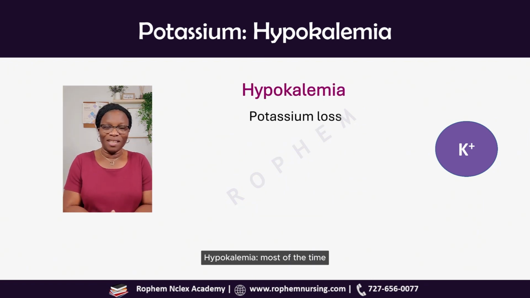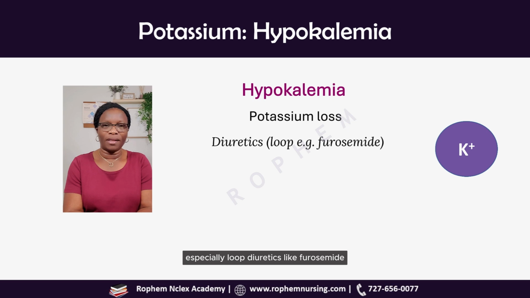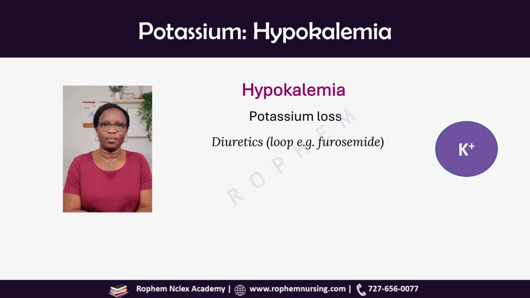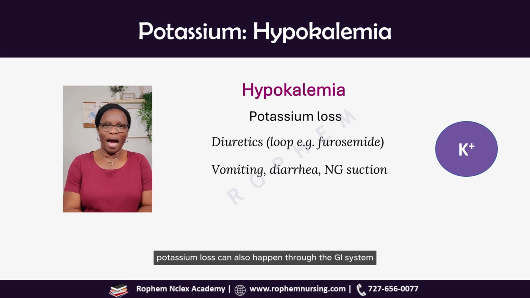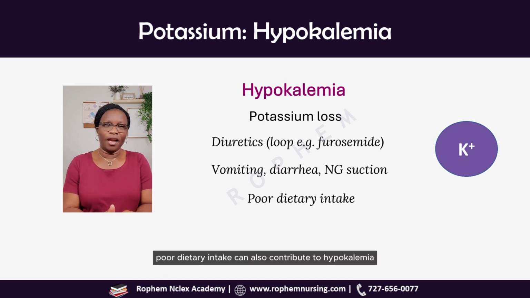Hypokalemia. Most of the time, hypokalemia happens because the body is losing potassium faster than it's replacing potassium. Diuretics are one of the most common causes, especially loop diuretics like furosemide. Potassium loss can also happen through the GI system from vomiting, diarrhea, and nasogastric suction. Poor dietary intake can also contribute to hypokalemia.